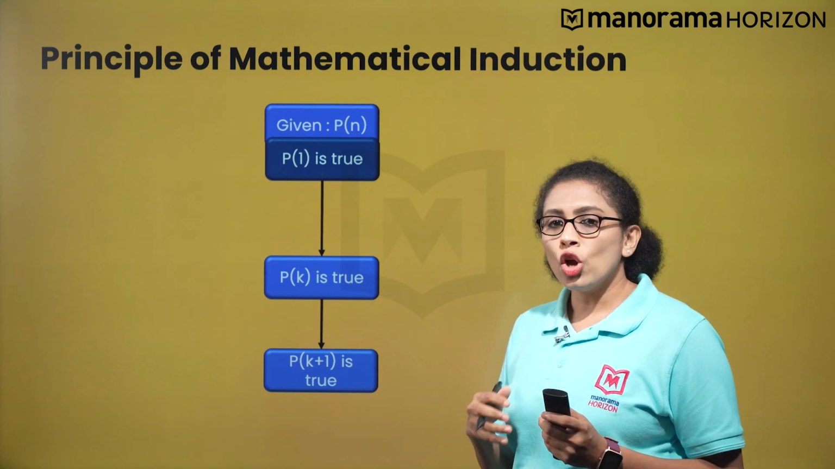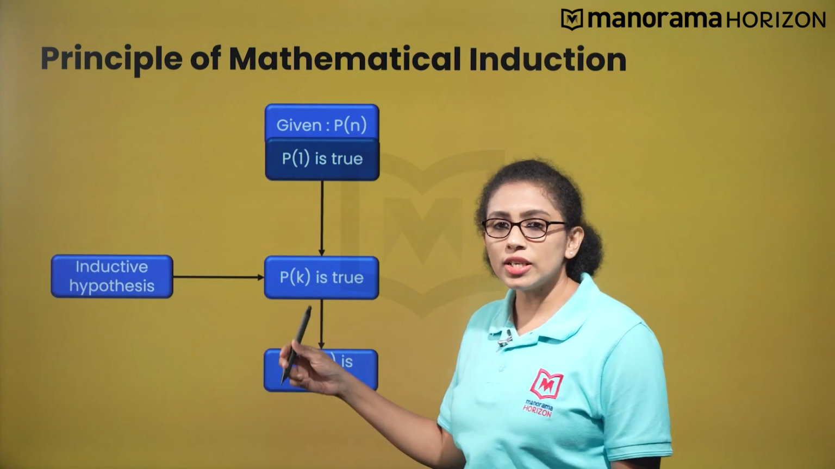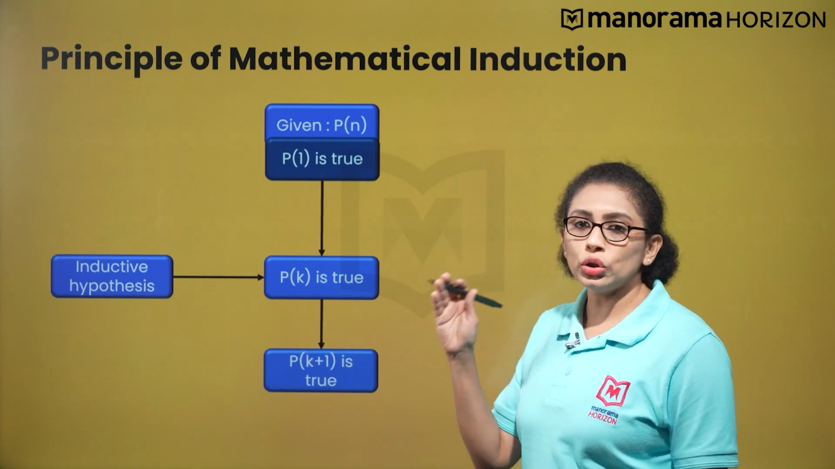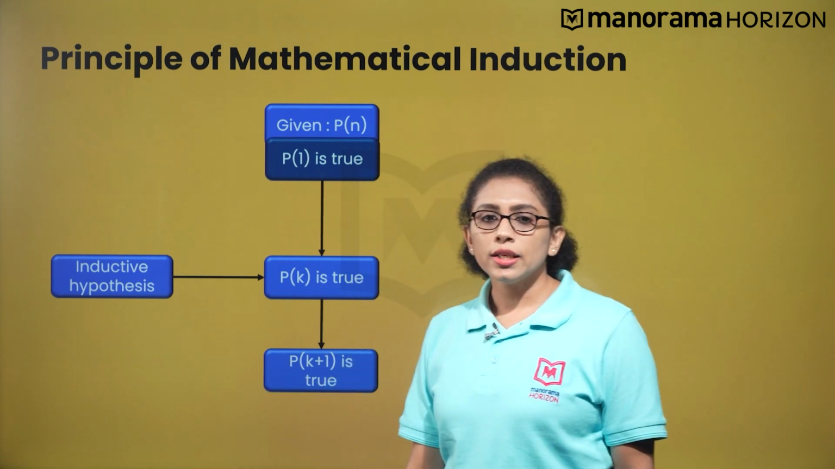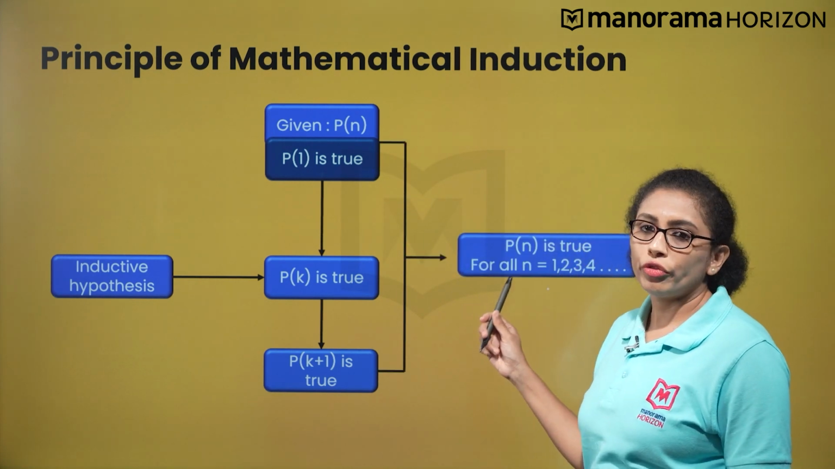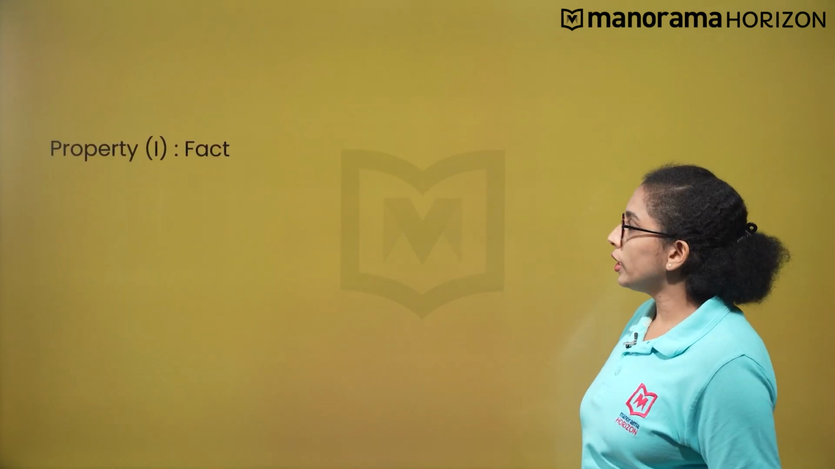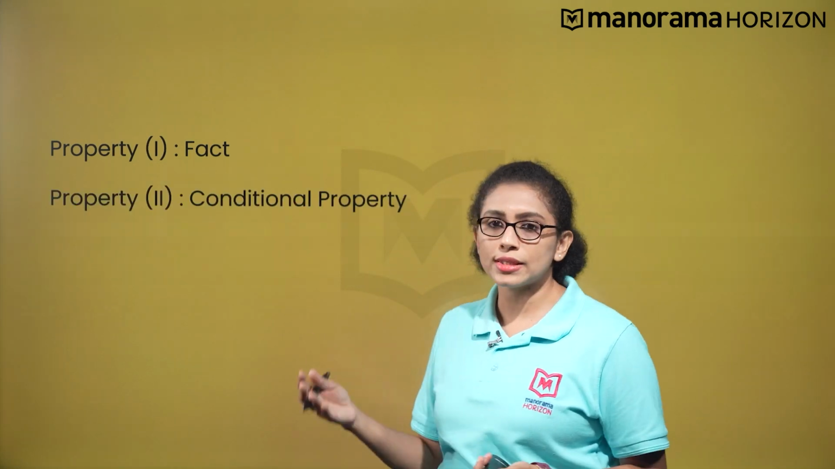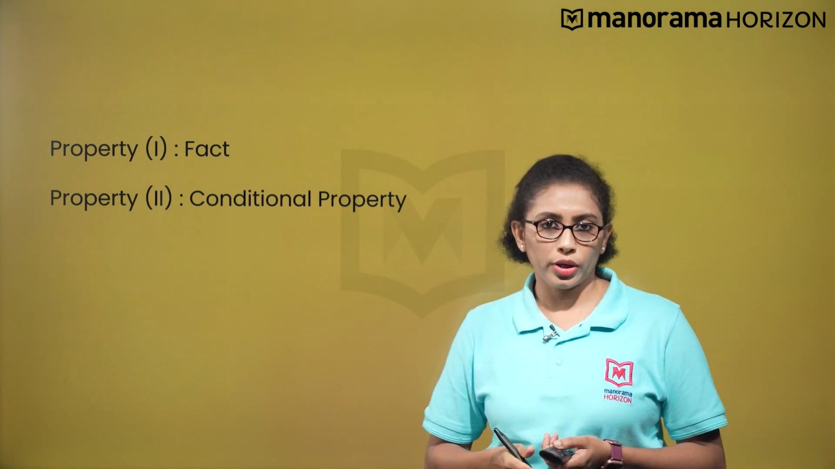The assumption which we take in the inductive step that the given statement is true for n equal to k is called inductive hypothesis. And then we can say P of n is true for all natural numbers n. Now, the property 1 is actually a statement of fact, and the property 2 is giving some condition, hence it is a conditional property.